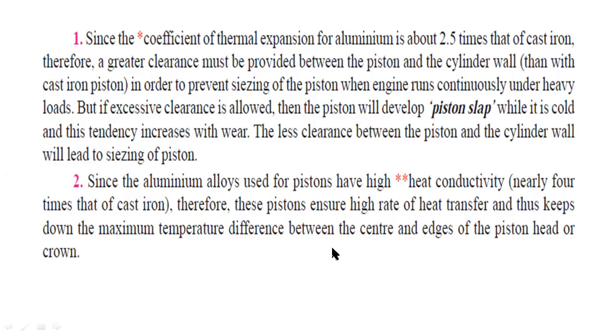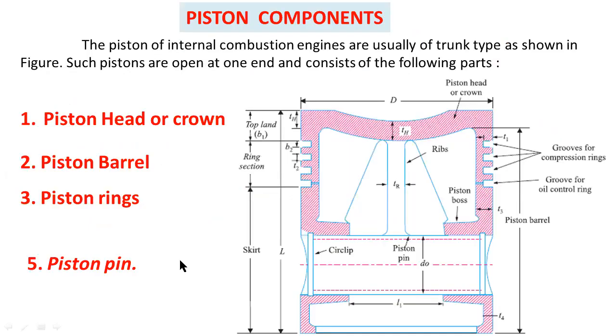The aluminum alloys used for pistons have high heat conductivity. Therefore, these pistons ensure a high rate of heat transfer, and thus keep down the maximum temperature difference between the center and edges of the piston head or crown. So these are the main parts in a piston.